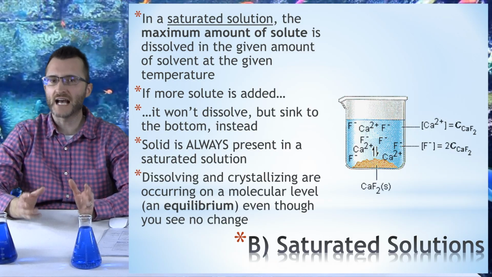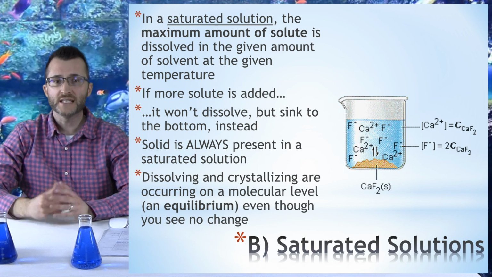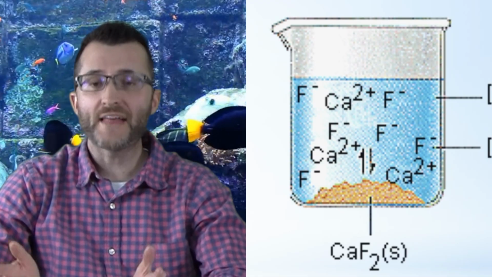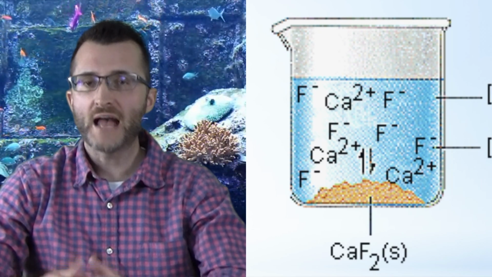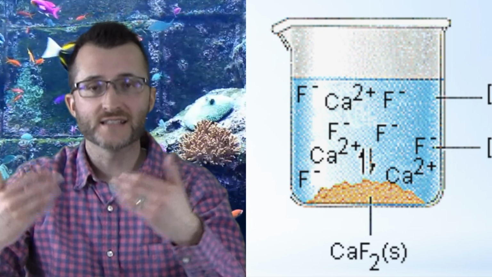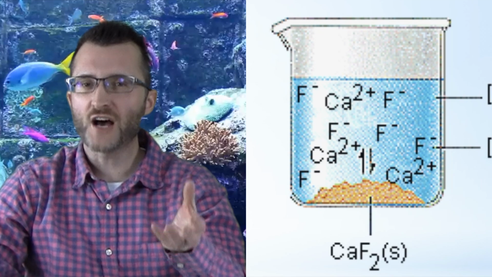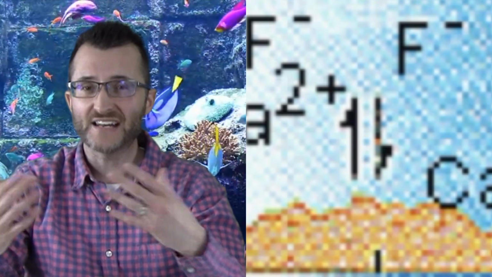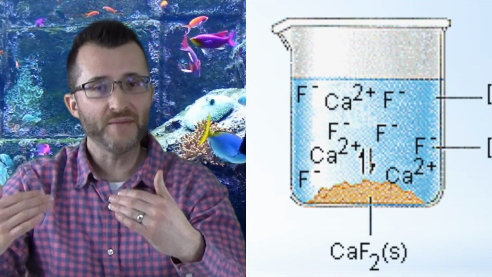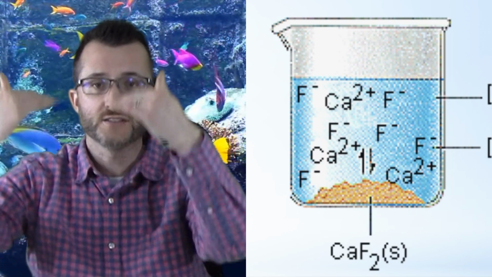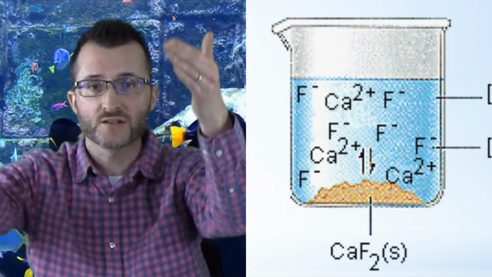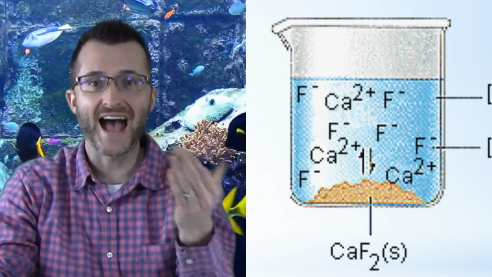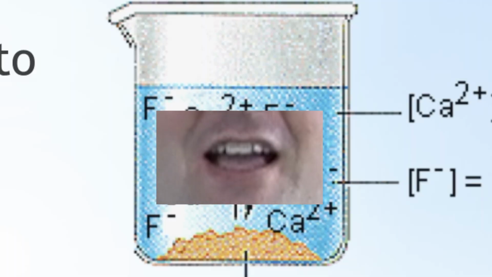Dissolving and crystallizing are occurring on a molecular level. This is an equilibrium, even though you see no change. If we take a look at the picture to the right, you see that we have CaF2 solids sitting at the bottom of the beaker, and we have ions, Ca+2 and F-, that are moving around in the solution. Now there's a double arrow between the solid and solution, and that double arrow represents that we have an equilibrium, a state of balance between the ions and the solid. That means we have dissolving occurring, the solid is turning into ions, but we also have precipitation or crystallization occurring with the ions going back to solid. And that's why solid is always present in a saturated solution!